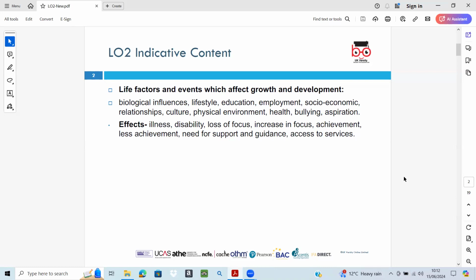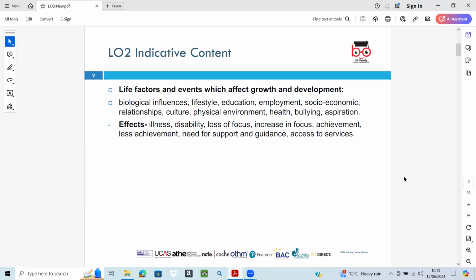Then we have education. If we talk about education, it provides knowledge and skills, and it shapes cognitive development and future opportunities. We have employment as well. Employment offers financial stability, social interactions, and a sense of purpose. An example is a stable job, which can provide financial security, access to healthcare, and opportunities for professional growth.